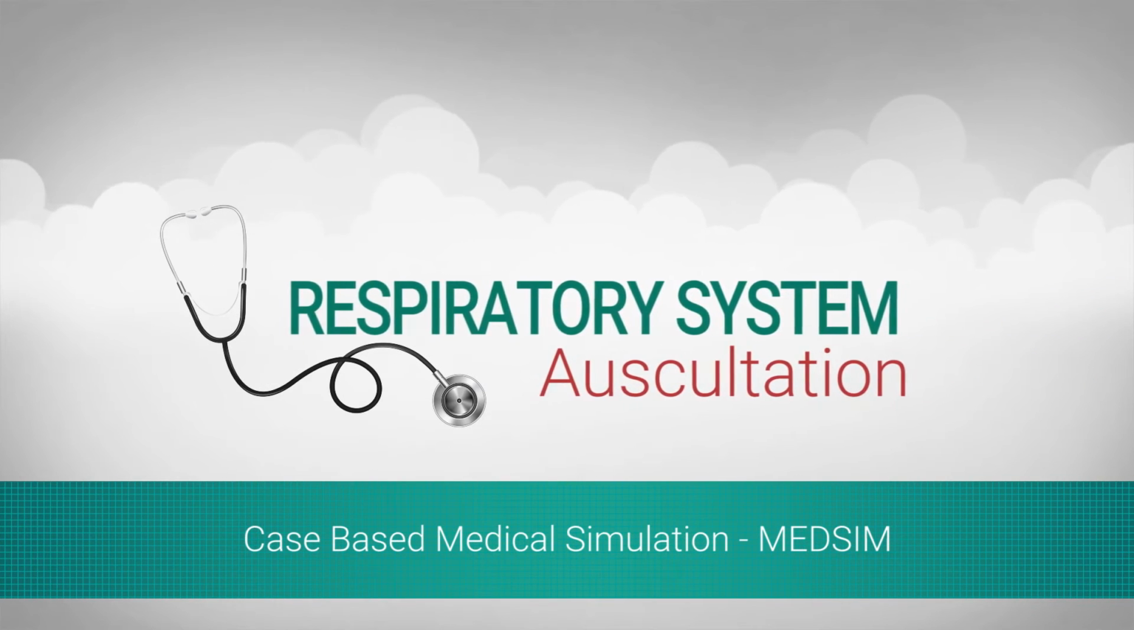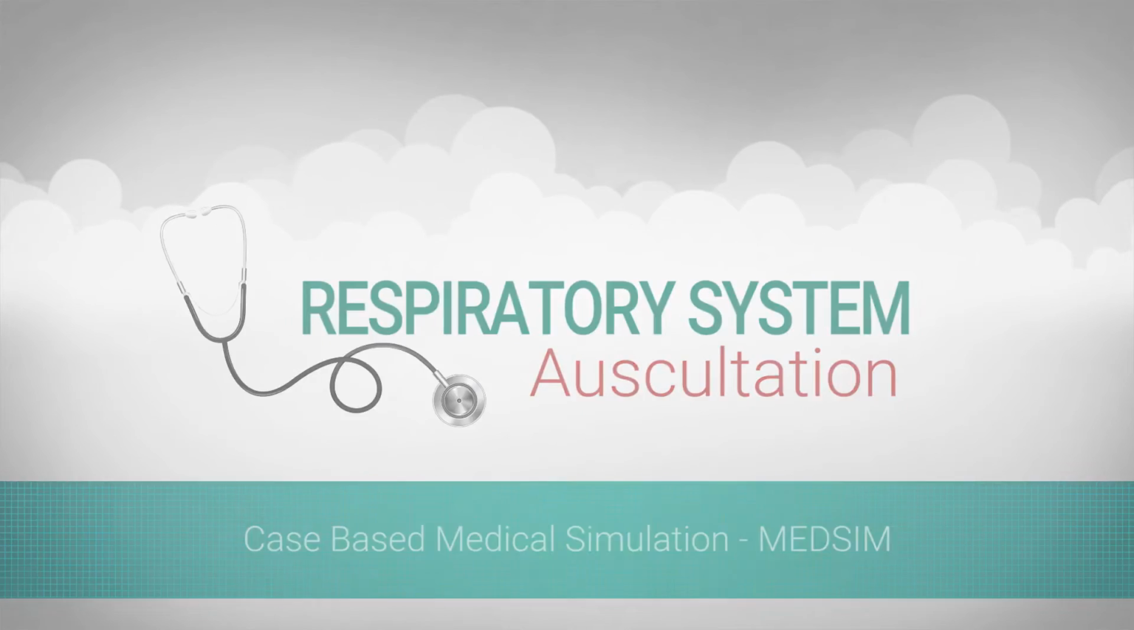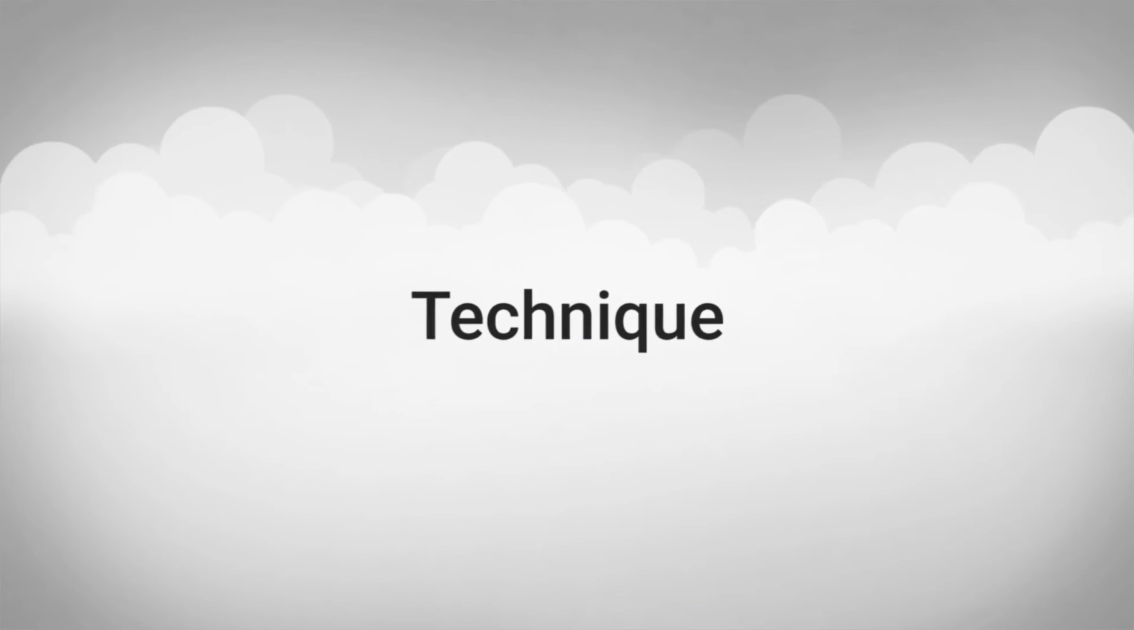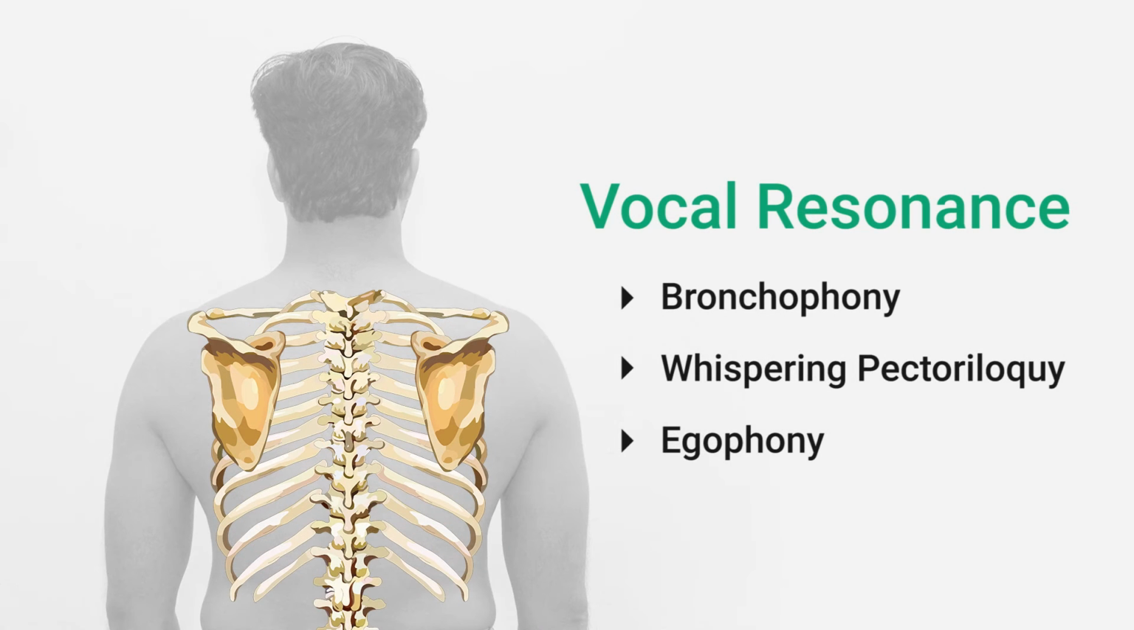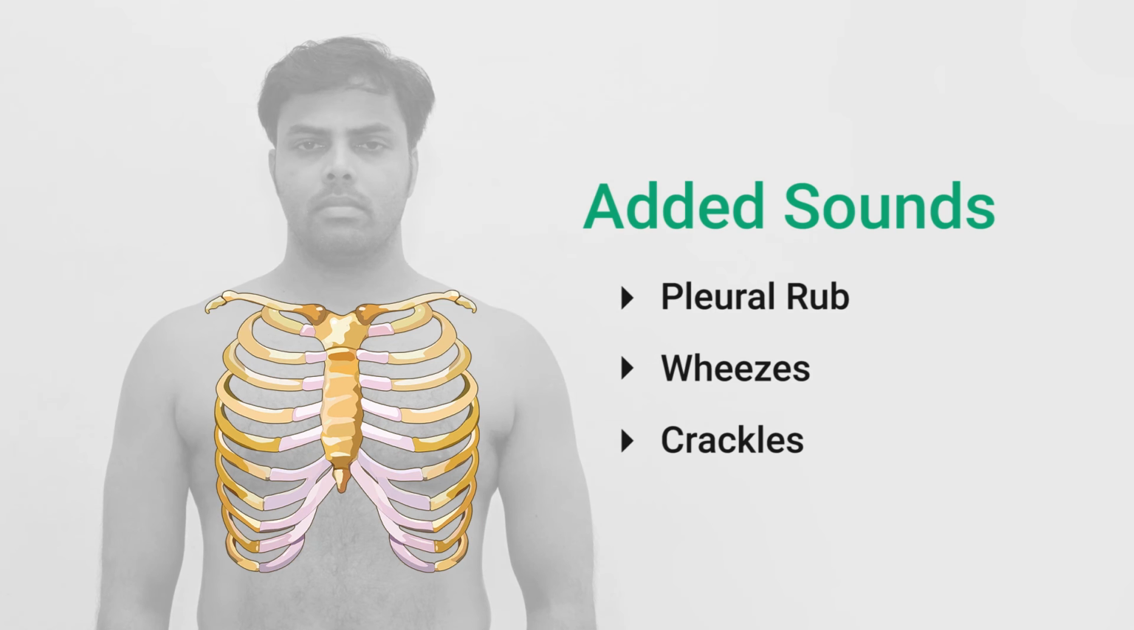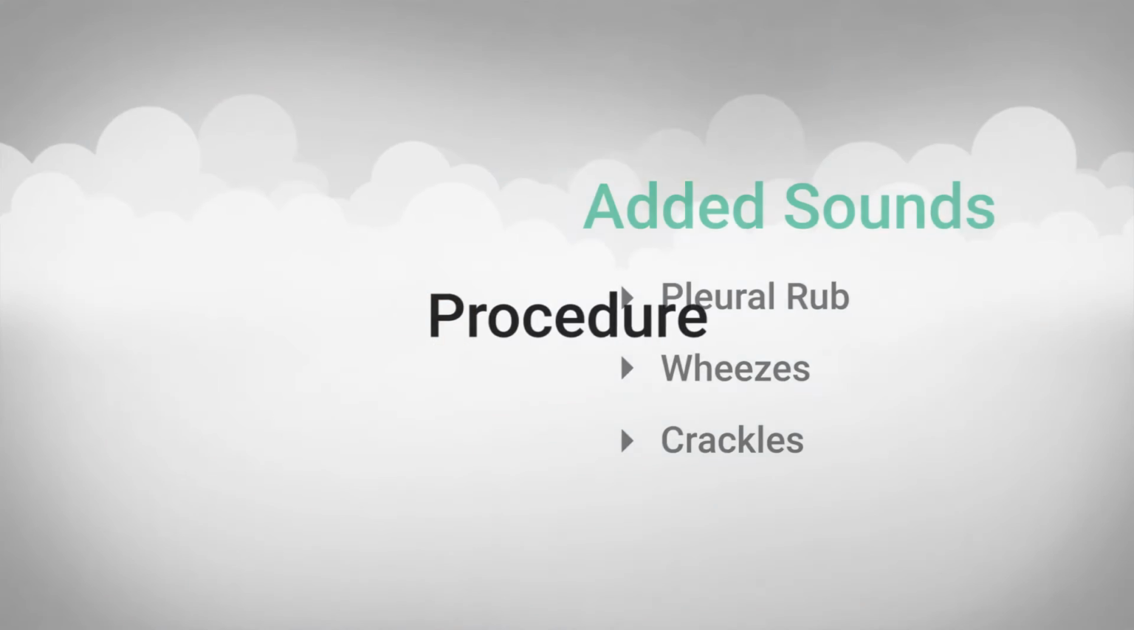Respiratory system, auscultation. Technique. What to observe during auscultation: breath sounds, vesicular, broncho-vesicular or bronchial, vocal resonance, bronchophony, whispering pectoriloquy, egophony, added sounds, pleural rub, wheezes or crackles.